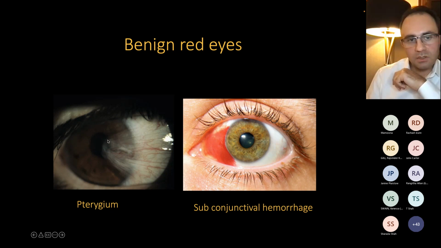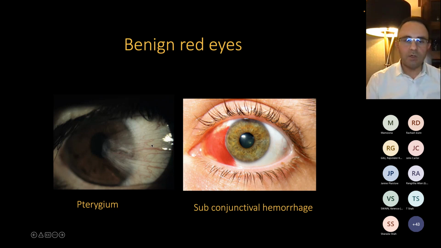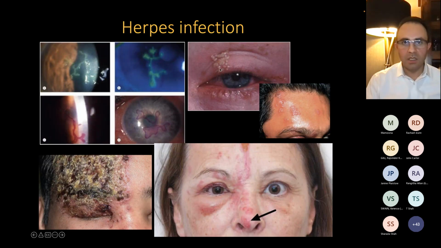Pterygium, when you have this tissue expanding towards the cornea, it can always get inflamed on and off, and that in itself doesn't mean that we have to be concerned. However, if the patient is really having a lot of issue, you need to refer to consider surgical removal, but in itself, it doesn't really cause any issue, especially if this is stable, if this is not expanding.